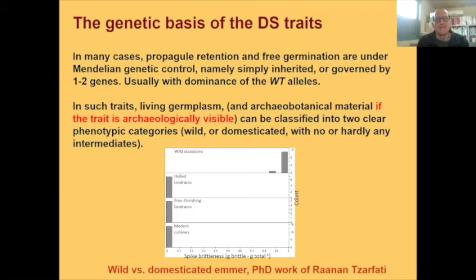For example, many traits that we consider crucial ones, like the dormancy phenotype or spike disarticulation, are inherited by simple Mendelian genes. This means that there are major traits governed by one or two genes. In such traits, living germplasm, living plants, can be classified into two clear phenotypic categories. For example, you can see here the spike disarticulation in wild wheat and in domesticated forms. You can hardly see any intermediate types. So such traits allow you to classify plant material rather easily.